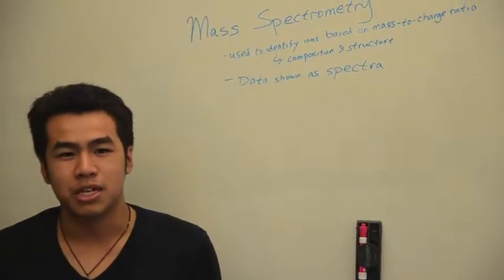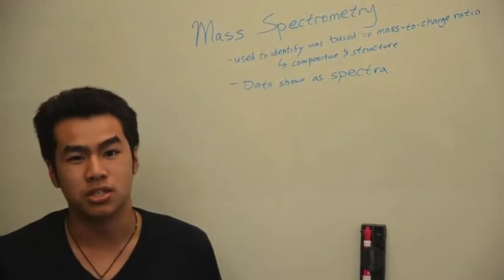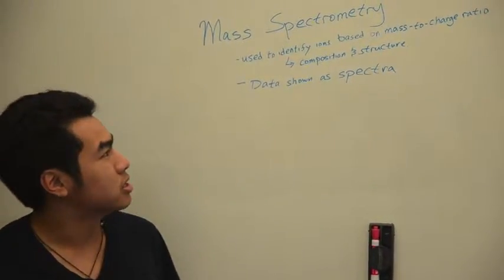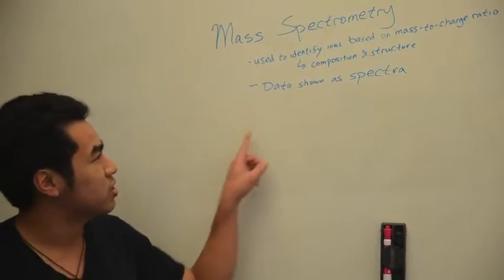Today we will be discussing mass spectrometry. Mass spectrometry is an analytical method used to determine the composition and structure of ions based on the mass-to-charge ratio of its little constituents. This data is shown as a spectra.